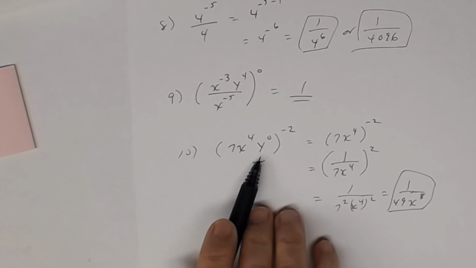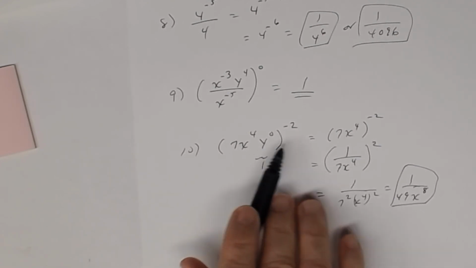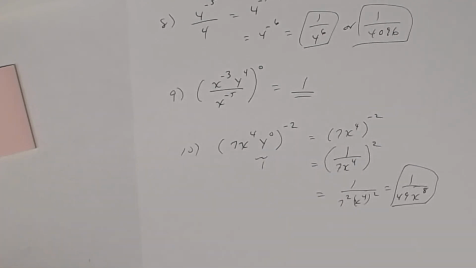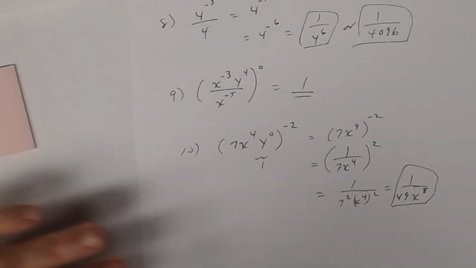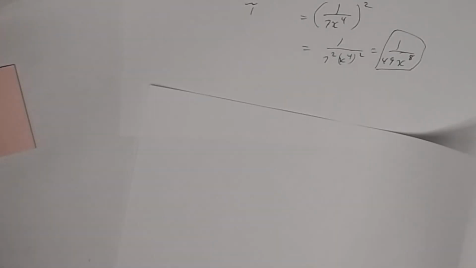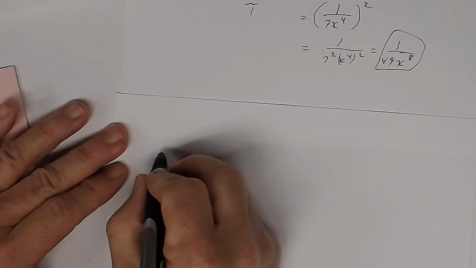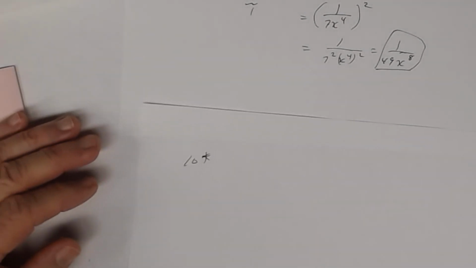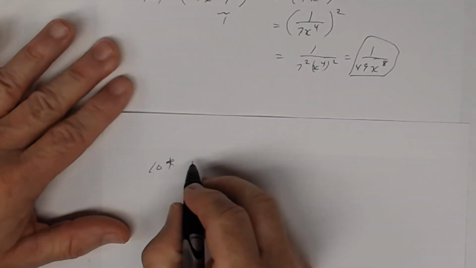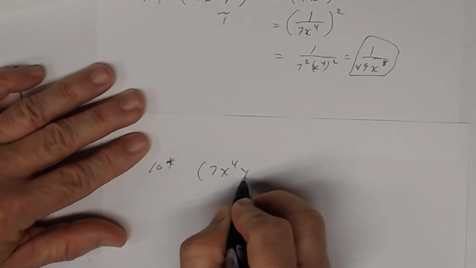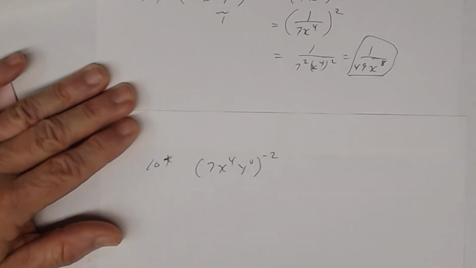All right, so it helped if you thought of y to the 0 as 1 right away. Now, if you didn't, you can still approach this. If you did not, you can still think of it this way. So watch. Let's do number 10 with a star. You can still approach it this way. So you had 7x to the 4th, y to the 0, all raised to negative second.